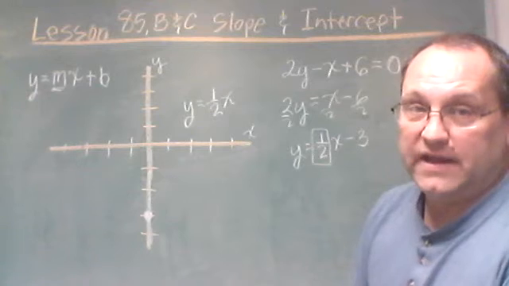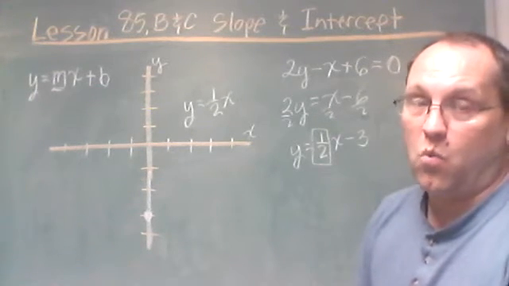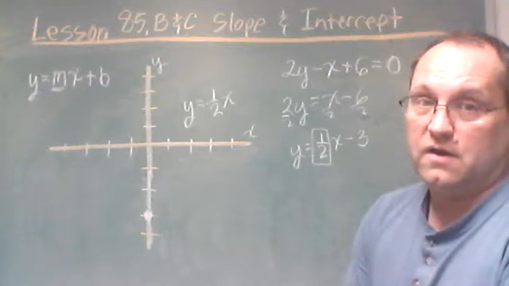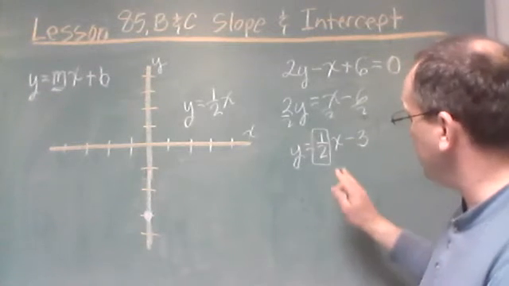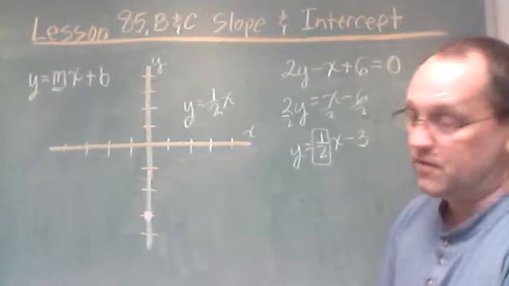So the relationship is this: y is always going to be 1/2 the value of x. That's why we say it has a slope of 1/2.